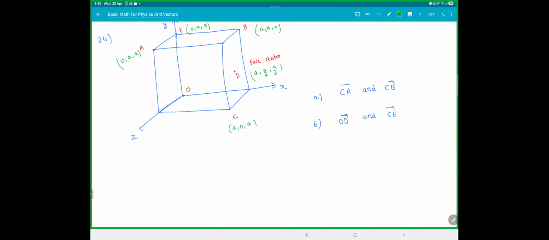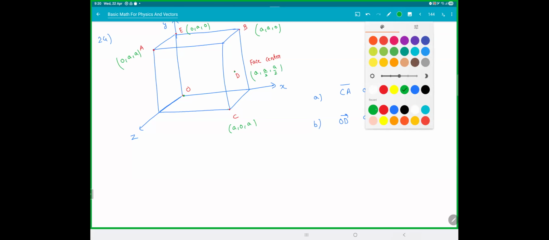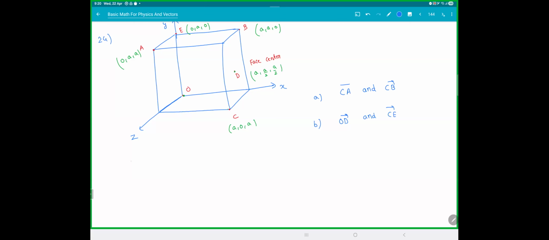All got the coordinates? Once you have the coordinates, get the vectors. What is CA bar? C to A, A is final, C is initial, so 0 minus a i cap, a j cap, a minus a will cancel, that is gone. CB bar: a minus a, that is gone, a minus 0, a j cap, and minus a k cap. C to B, so B minus C, so perfect.